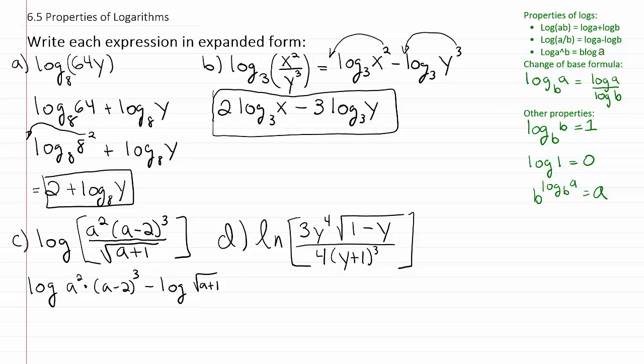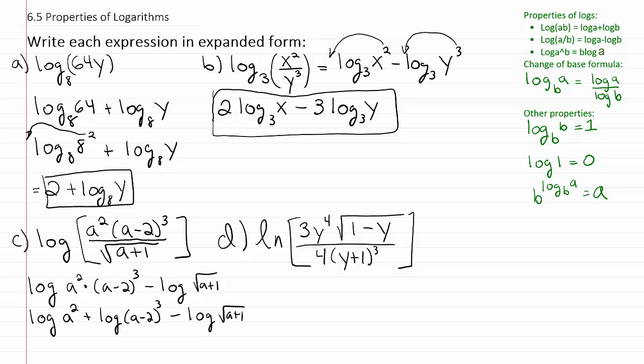All right, from there we can turn this product here into a sum. Again, remember we have a single log of a product, so we're going to write it as two logs added together. So we're going to say log of a squared plus log of a minus 2 to the third power minus log of the square root of a plus 1. All right, so we've rewritten the product and rewritten the original fraction.